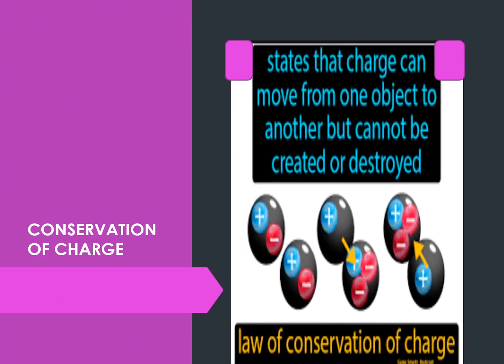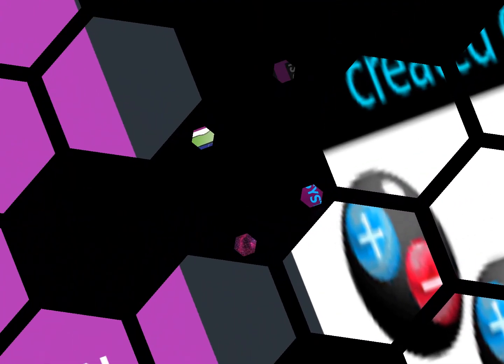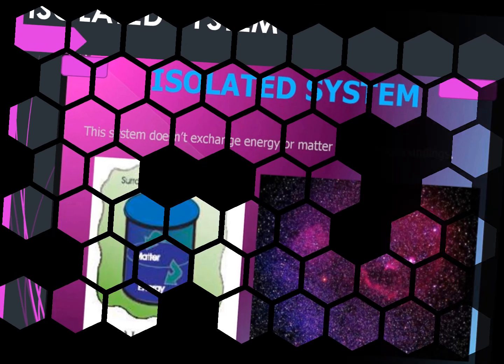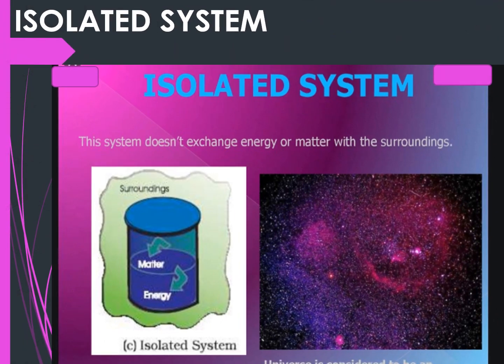Law of conservation of charge. Charge can neither be created nor destroyed. It can only be transferred. Total charge of an isolated system remains constant. What do you mean by an isolated system? A system through the boundary of which the other systems cannot interact.